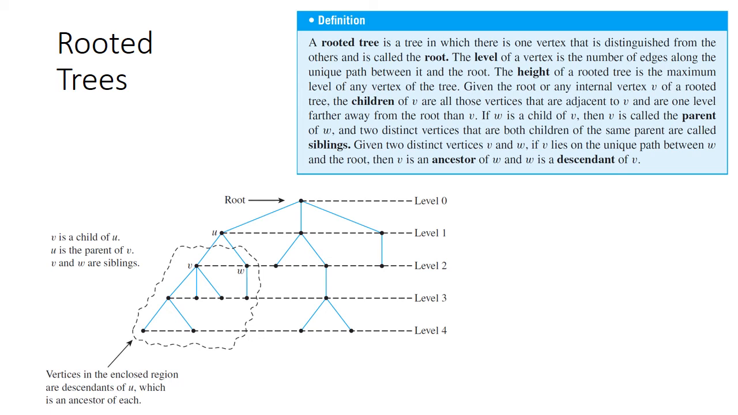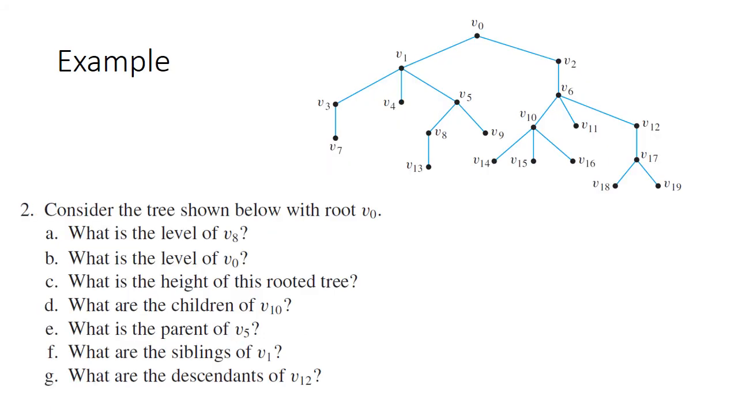Let's look at some examples. Okay, so here is an example for us to look at. The root in this tree is v0 right here at the top. What is the level of v8? If we look at v8, we have to go 1, 2, 3 edges to get up to the root. So that is going to be level 3. Okay, and then what is the level of v0? v0 is already at the root, so we don't have to travel to the root. So that's going to be level 0.